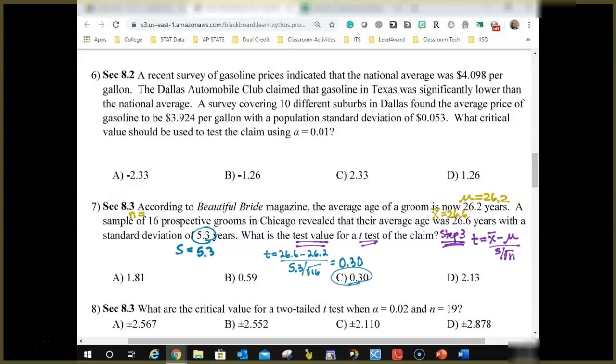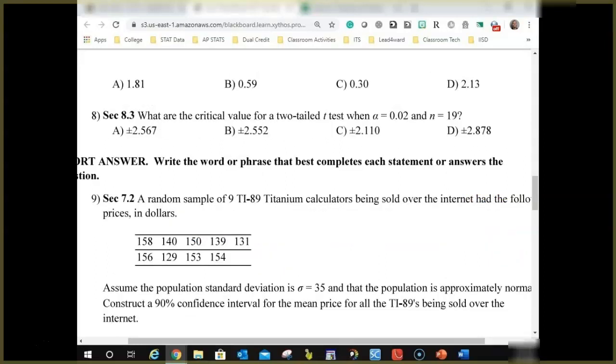And then for our last question that we'll look at, number 8. Question 8, section 8.3 says, what are the critical values for a two-tailed test when alpha is 0.02 and the sample size is 19? So that means we have to use table F for this. T-test is table F, sample size is 19. That means we want a degree of freedom of 18, and so we have to go to table F now.